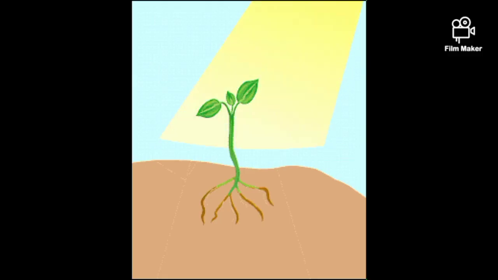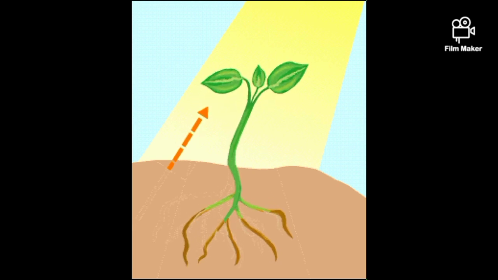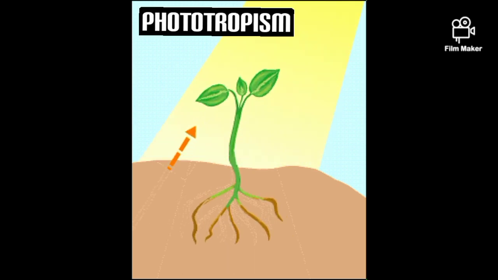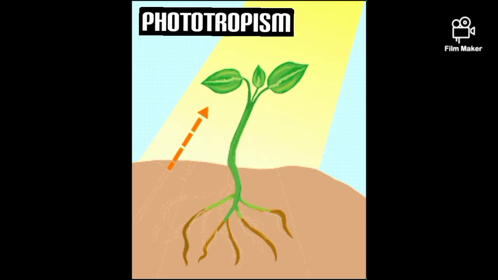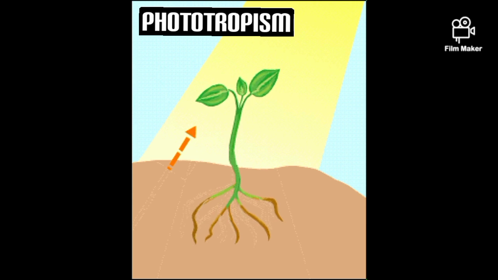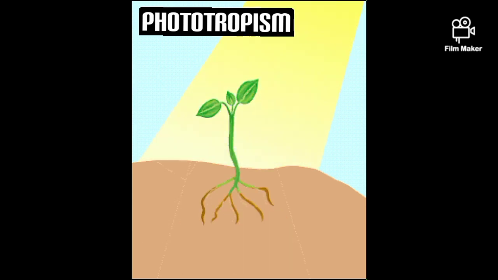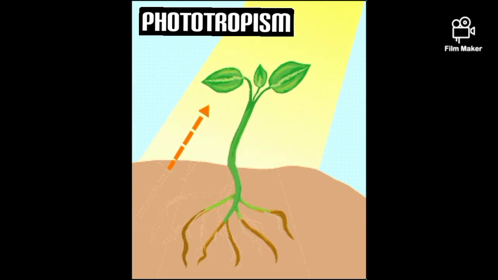Let us examine phototropism. Phototropism is a growth movement of a plant to a source of unidirectional light. In phototropism, the shoot of the plant simply grows towards the source of light.